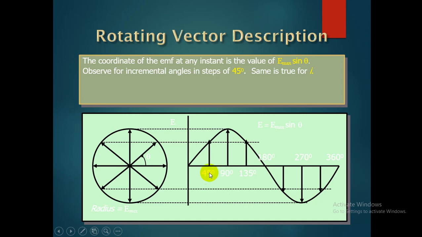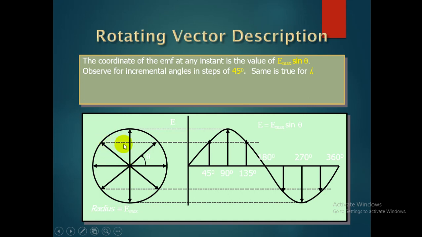So this is the 45 degree angle, this is 90, this is 135, 180, 270, 360. First, suppose this is the 135 degree angle. When we draw the horizontal line from this end, this is the 135 degree line, the phasor at 135 degrees.